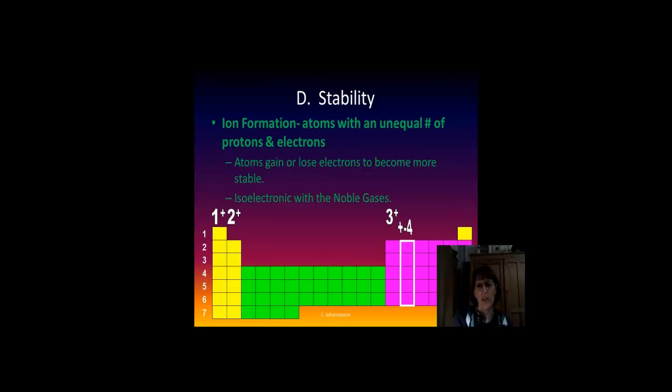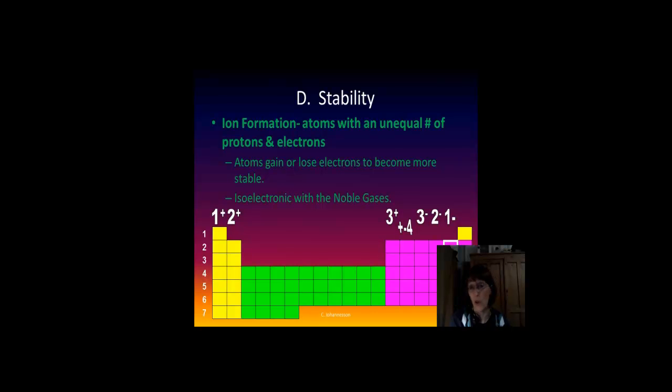And group 14 tends to, it can go either way. Lose 4, gain 4 electrons. Group 15 has 5 valence electrons, and it's easier for them to steal 3 negative charges from some other atom, and so they tend to form an ion that has a -3 charge, 3 more electrons than protons.